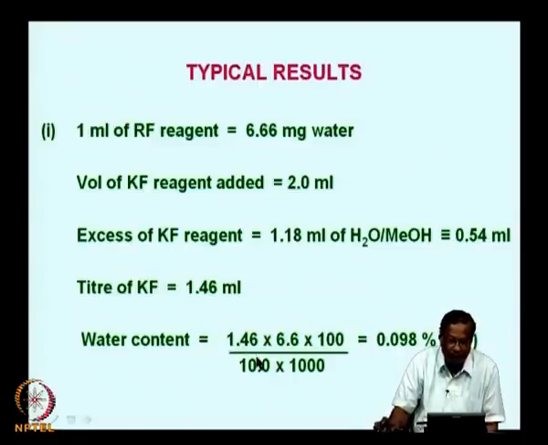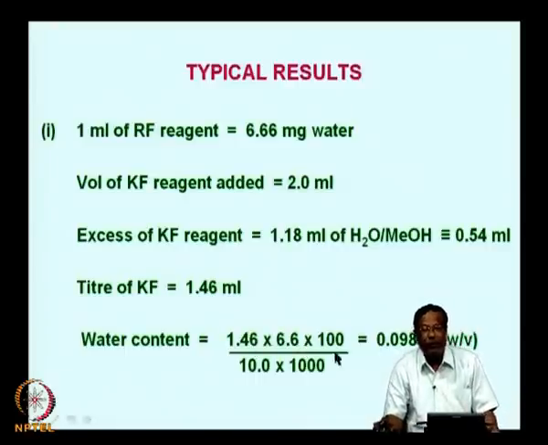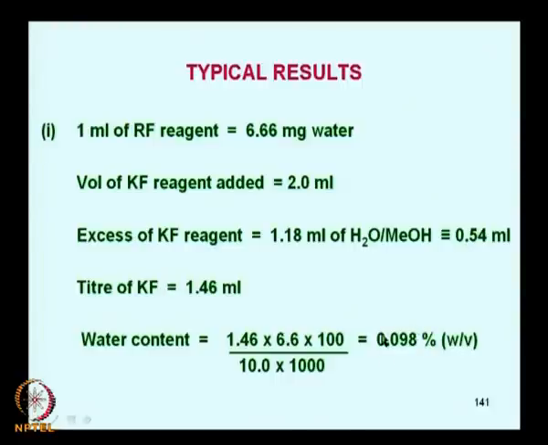So, the water content can be very easily calculated using this expression, 1.46 into 6.6 into 100 divided by 10 into 1000, that is, we directly convert the water into percentage straight away. So, that is about the Karl Fischer reagent, and I will stop here our discussions on the electrometric methods. The reason why I have introduced Karl Fischer reagent in this topic is because it has an electrometric endpoint which is exact. It would be nice if you remember this Karl Fischer reagent for your future references whenever you want to determine water of hydration, water of adsorption, etcetera, and that is the only way we know for quantitative analysis of water.